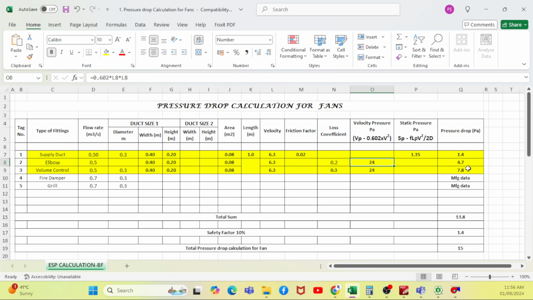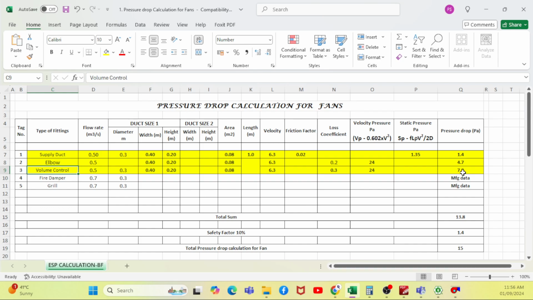And to calculate the total static pressure drop, you multiply the velocity pressure by the loss coefficient, and you get the total static pressure. So by this method you can calculate the pressure for the ducting and the pressure for the fittings. If you have a volume control damper, the same method applies. Clear, right? Everyone is clear, right? So you can calculate all the fittings.